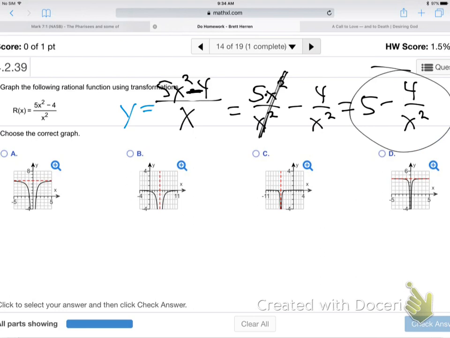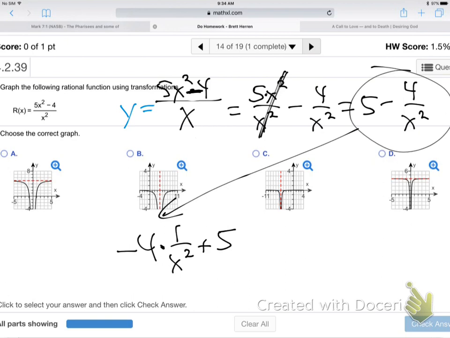Is that something we're used to? It actually is. It might look a little funny to you. You don't have to rewrite it, but if it helps you, you could do it like this. This is minus 4 times 1 over x squared plus a 5. You don't have to do that, but that might be easier to look at. That's the same thing. The minus 4 on the top, just put it in the front. We can always do that because that's over 1.